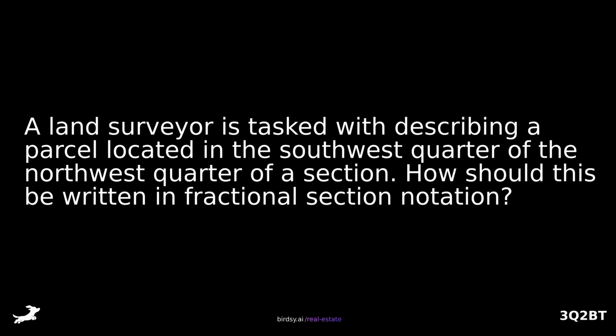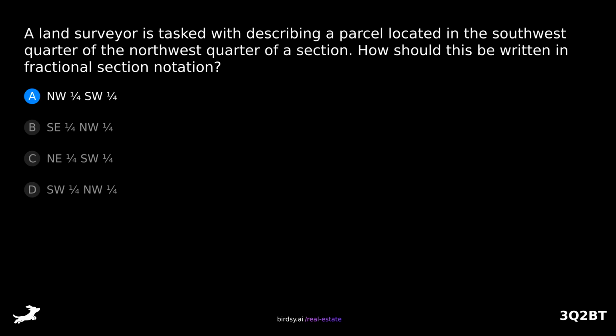A land surveyor is tasked with describing a parcel located in the southwest quarter of the northwest quarter of a section. How should this be written in fractional section notation? Is it A, northwest 1/4, southwest 1/4? B, southeast 1/4, northwest 1/4? C, northeast 1/4, southwest 1/4? Or D, southwest 1/4, northwest 1/4?